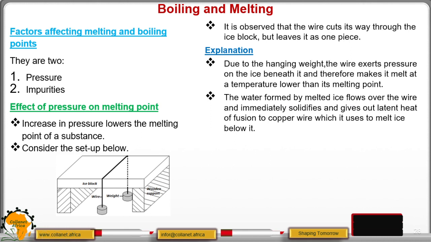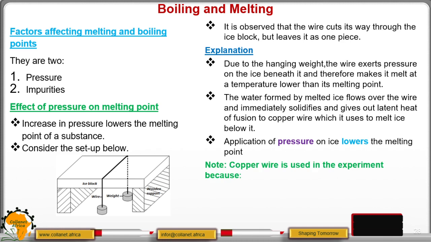During this process of solidification, it gives out latent heat of fusion. That heat is absorbed by the copper wire, and it uses that heat to melt the ice below it. So the application of pressure on ice lowers the melting point at this particular point. That is why the ice beneath the wire is melting, but as it flows over it, it is solidifying. So at the end, you will find that the wire will go through the ice, but the ice will remain intact.